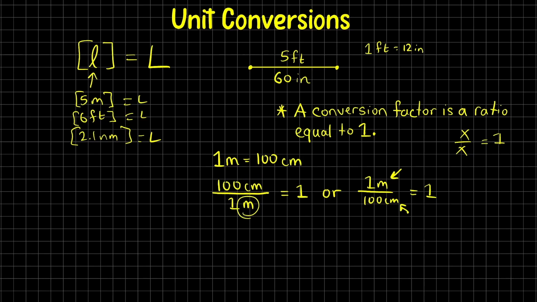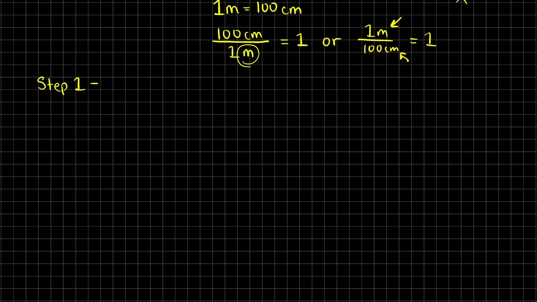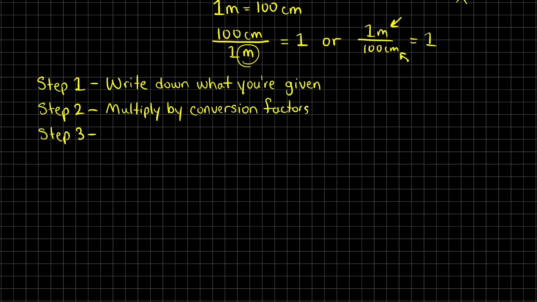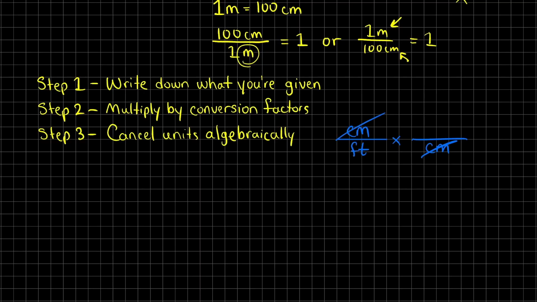And here's how we are going to do that. The first step is that we are going to write down what we're given. Step 2, we're going to multiply by conversion factors. And step 3, we are going to cancel units algebraically. Now, when we're canceling, we want something to look like this. We're going to have some fraction multiplied by another one. And if we have centimeters that we don't want in the top, we're going to have to put centimeters in the bottom so that they can cancel out. That's the goal. If I have a unit of feet at the bottom, I'm going to want to place the unit of feet on top so that both of them cancel. That's the goal. What you want to be left over with are things that don't cancel, and those are the units that we're going to be converting into.